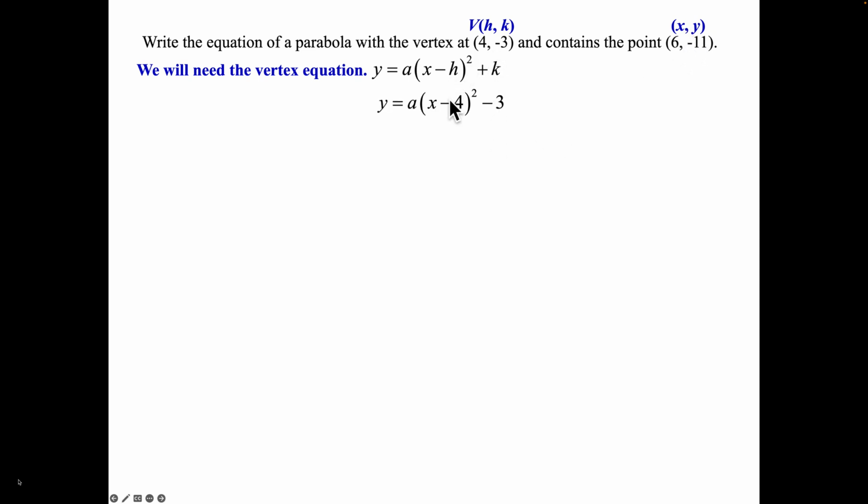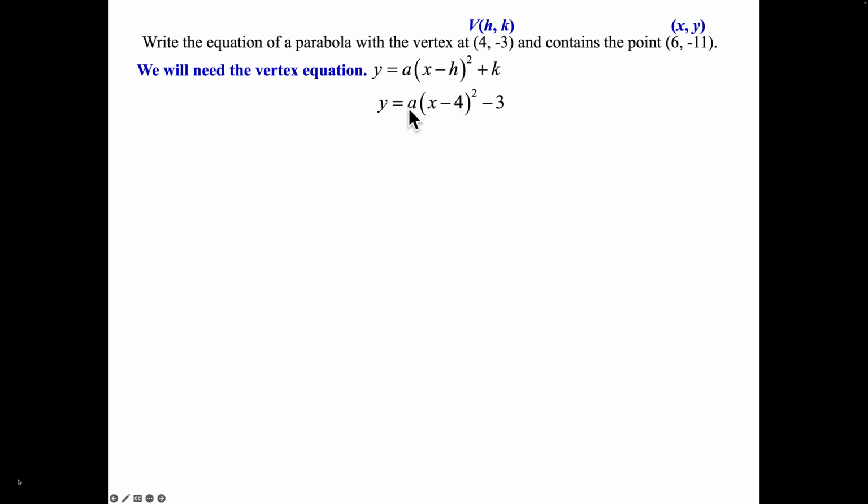Then they're going to ask you to write the equation of a parabola with the vertex at 4, -3 and contains the point 6, -11. Well, if they're giving me the vertex, then I need to use the vertex equation format. So this is technically h, this is k. I have 2 out of the 3 variables, I just need to solve for a. All right? Over here, 6, -11, this is x and a y. That's some other point. So I put in the h, I put in my k.